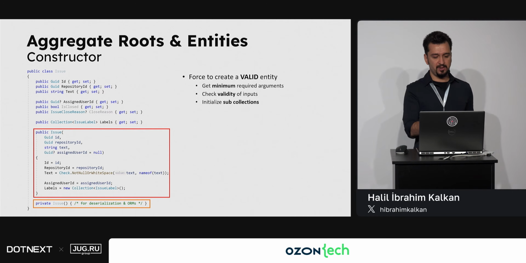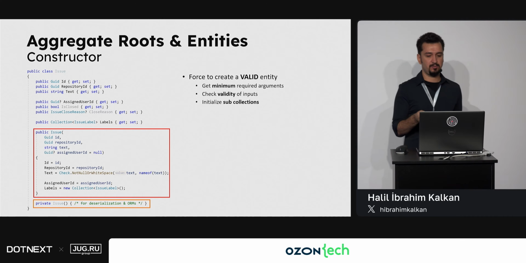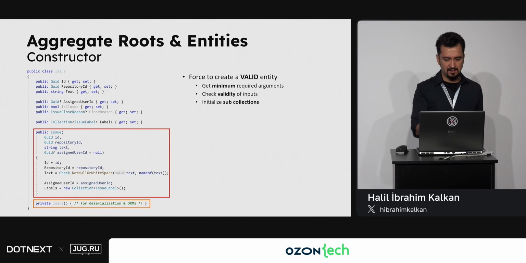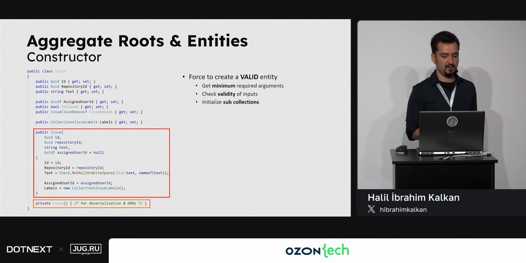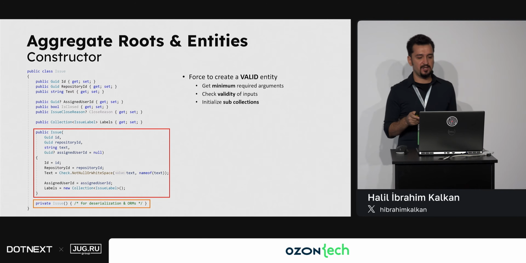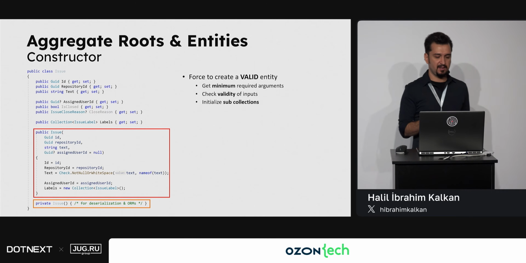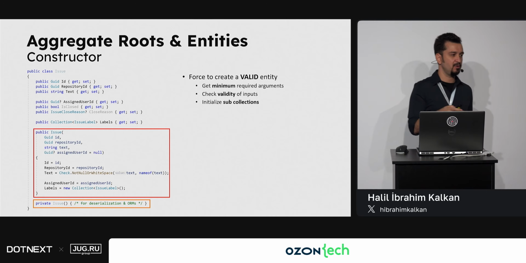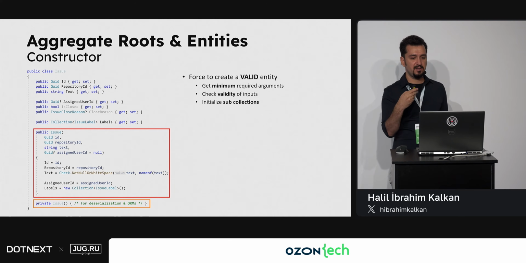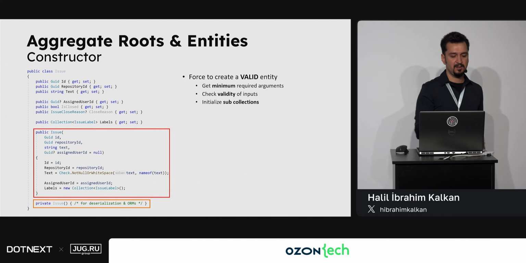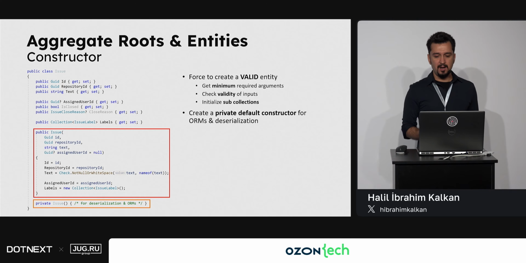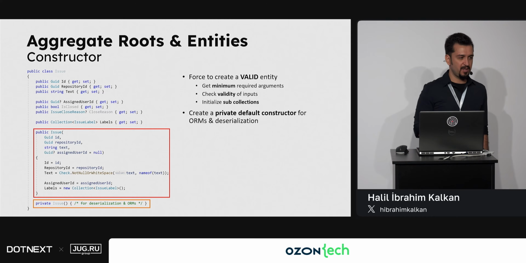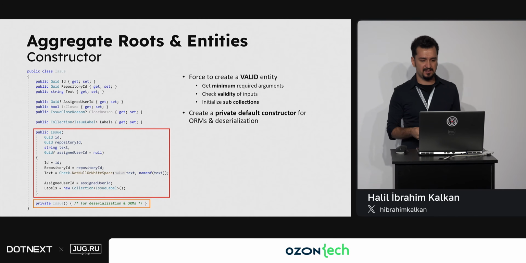Check validity. For example, here text is required and should have some maximum length, though this is not controlled yet. Also, it's a good idea to initialize sub-collections, like labels, as a new collection. Otherwise, after creating an issue, when I try to use the labels collection, I may get a null reference exception. So when I create an issue, I know that even if it is empty, there is a usable object named labels. It's also a good idea to create a private constructor for ORMs or deserialization purposes.